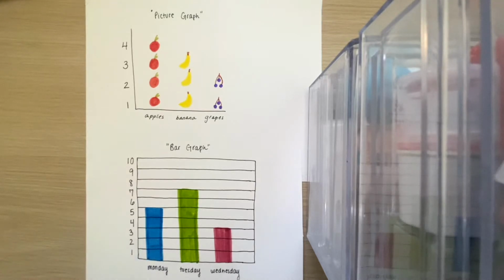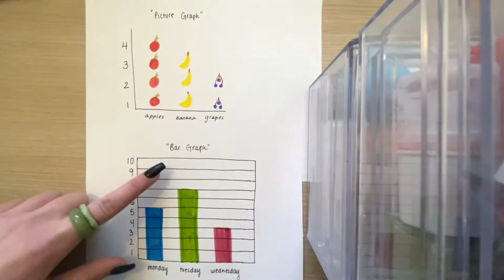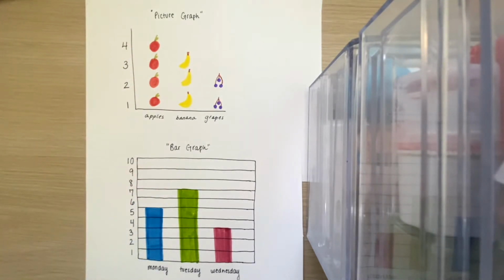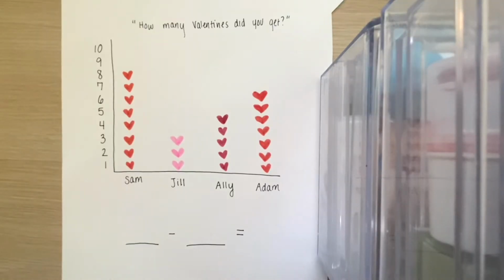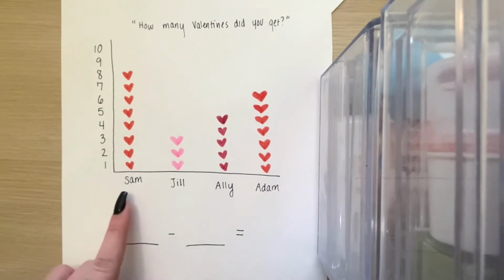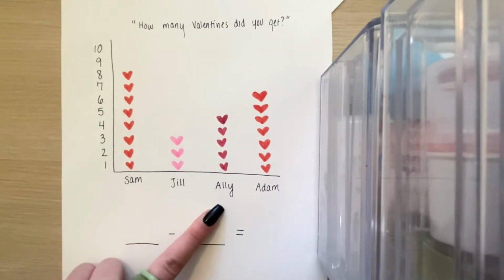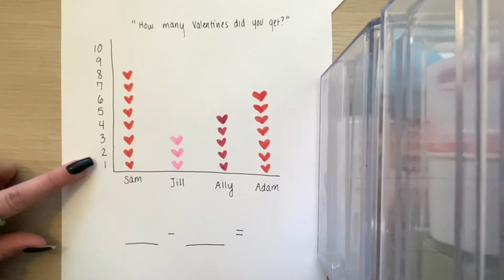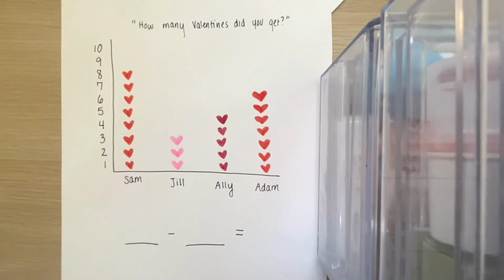Now that we have looked at both types of graphs, the picture and the bar graph, we are going to move on to some examples to break down their data. In this graph, you can see that we are going to be comparing how many heart valentines each child received on Valentine's Day. On the x-axis, we have the names of the children, and on the y-axis, we have how many heart-shaped valentines they received. The question is, how many more valentines did Sam get than Allie?